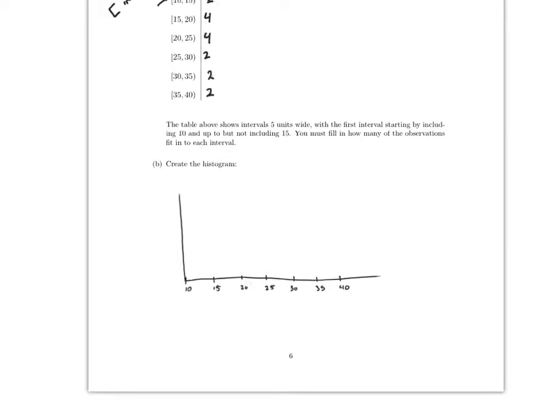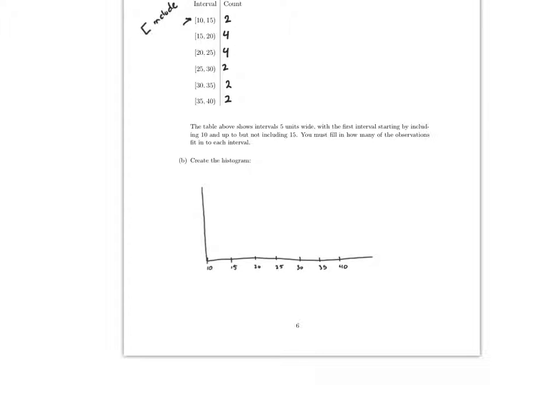Now, what I want you to notice is up here, I have 2, 4, 4, 2, 2, 2. My highest count is going to be 4. So I'll count by ones here. So we'll say 1, 2, 3, 4. So once again, this is count. And this is how many points we were dealing with.